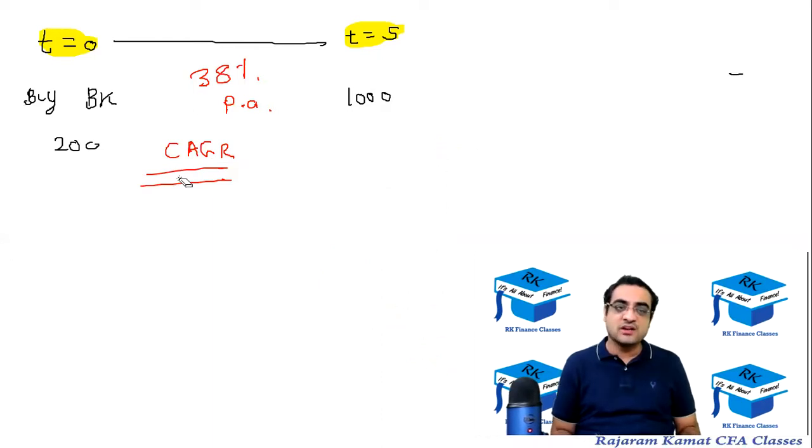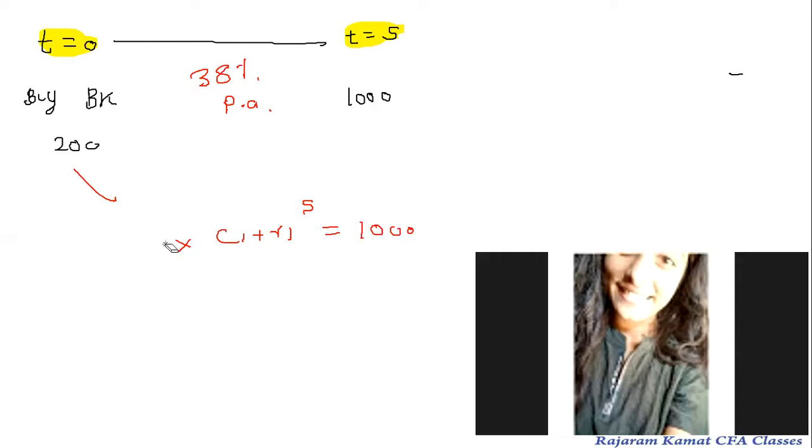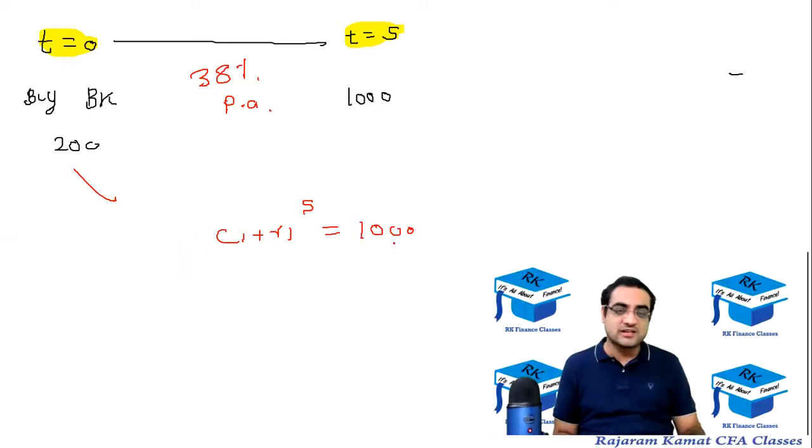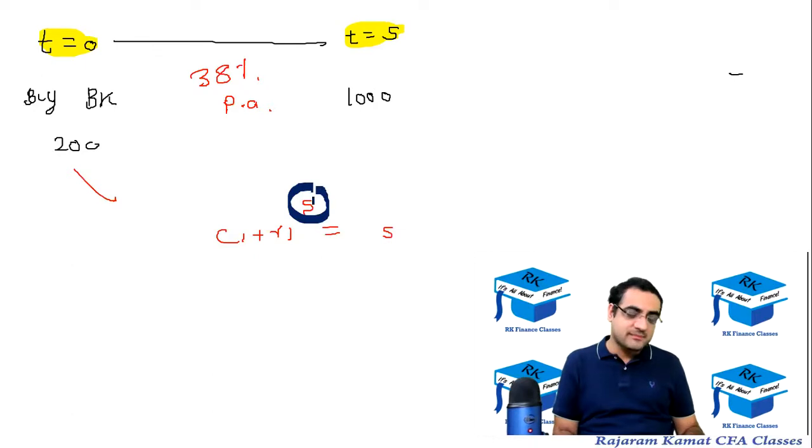I'll repeat it for you. The 200 has to be taken ahead. So it will be 200 into 1 plus R, and I'm taking it by 5 years, so raised to 5 equal to 1000. Did you get it? Yeah. Then this 200 was taken on the other side and divided by 200. So 1000 upon 200 was 5. Is it clear? Yeah, sir, I got it. Okay. Only on the calculator I didn't get it. This 5 was taken on the other side and became raised to 1 by 5.